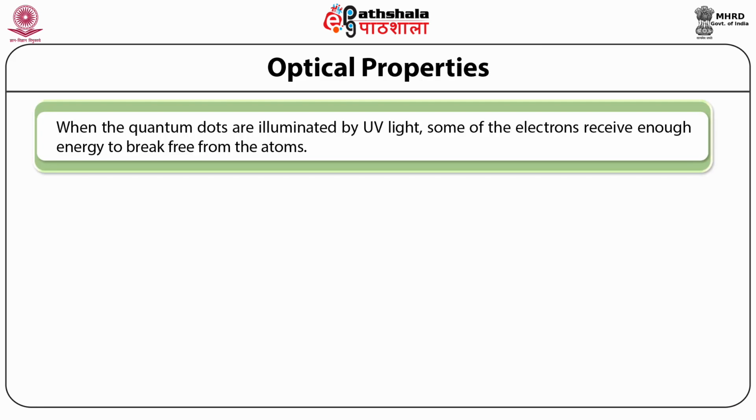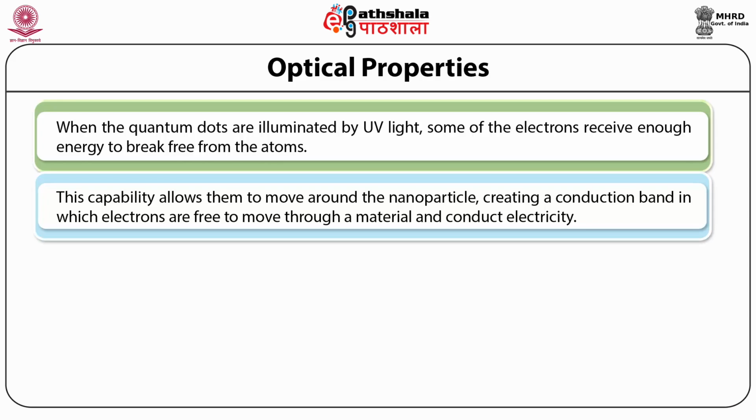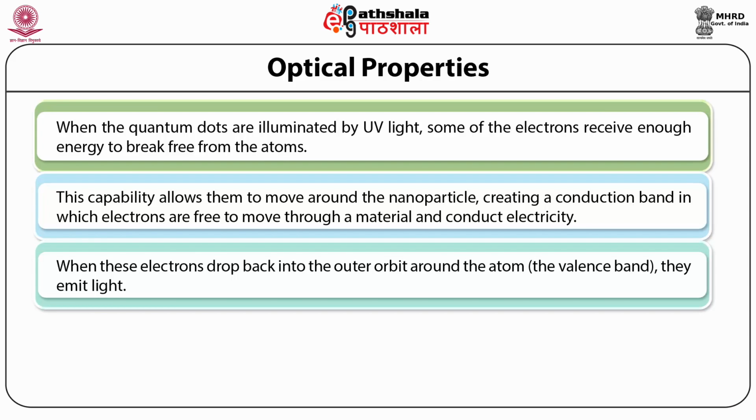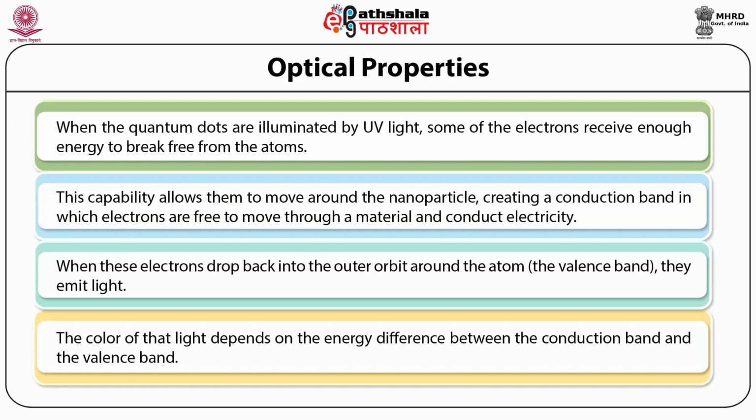When the quantum dots are illuminated by UV light, some of the electrons receive enough energy to break free from the atoms, and this capability allows them to move around the nanoparticles, creating a conduction band in which the electrons are free to move through a material and conduct electricity. When these electrons drop back into the outer orbit around the atom, that is the valence band, they emit light. The color of the light depends on the energy difference between the conduction band and the valence band.